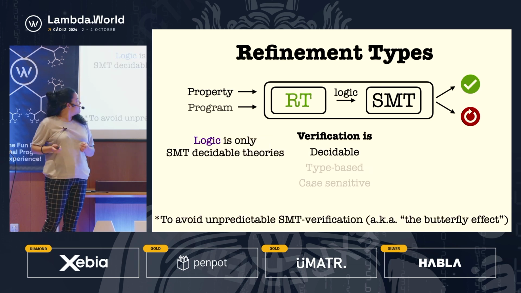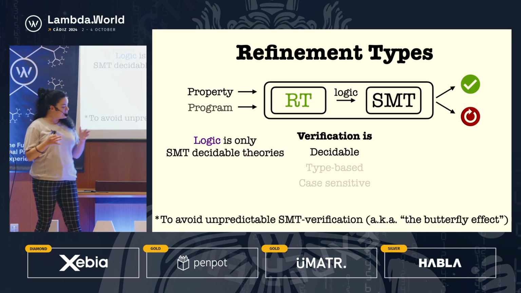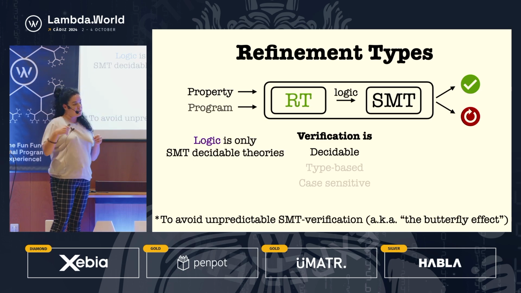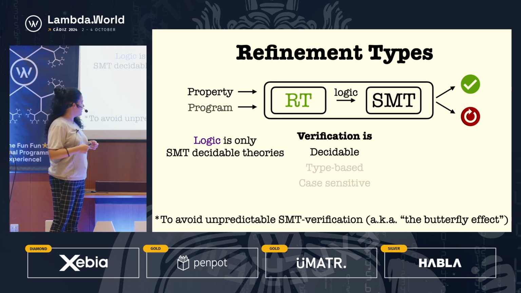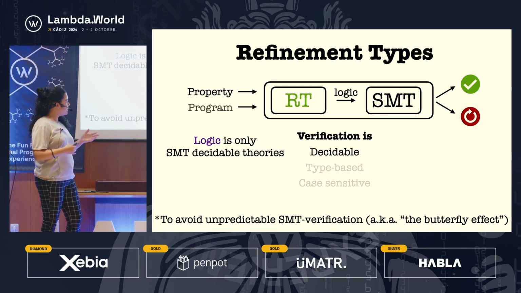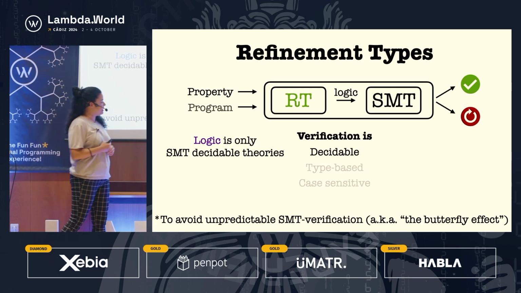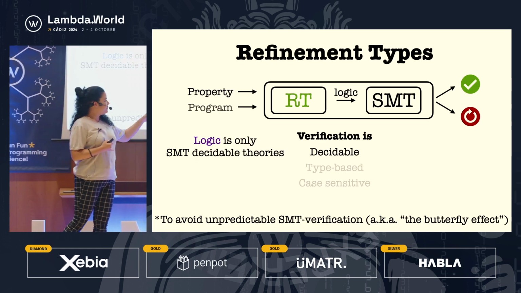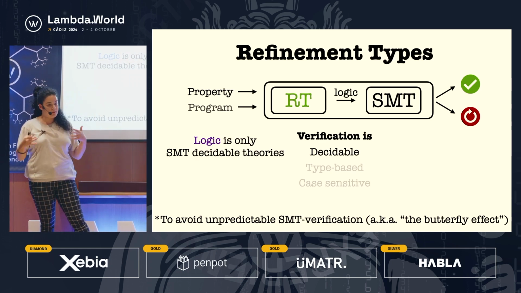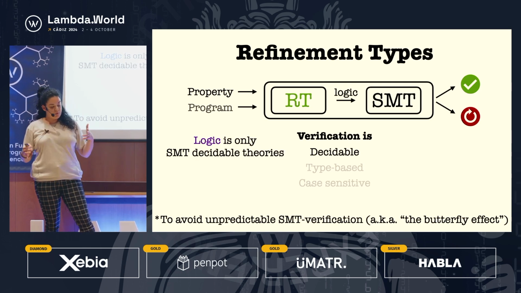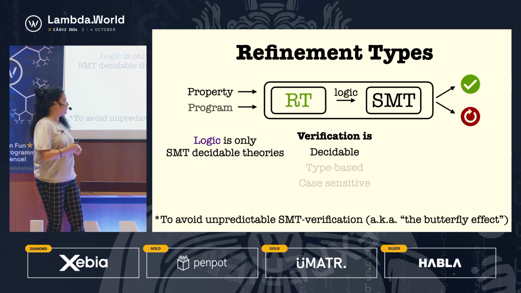And the for all quantification is not very good for the SMT solvers, because if you start using for all, then verification with SMTs may be unpredictable, so it may diverge. And this is a big problem. Rustan Leino, who is the Dafny developer who has played a lot with SMTs, describes this unpredictability of SMTs as the butterfly effect. And it is bad because if you change something at one point of your program, maybe things change at the other point of your program.